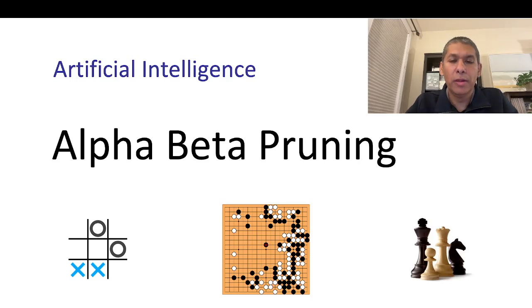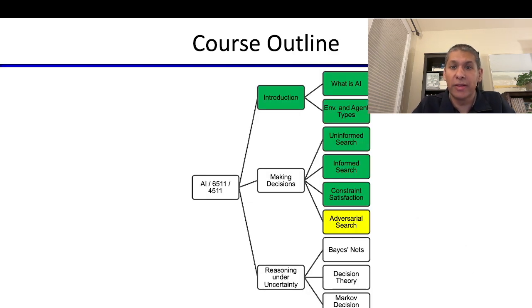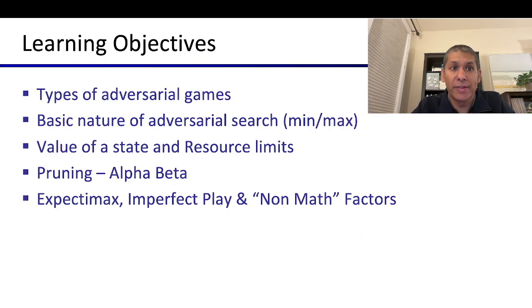Welcome everyone. So today we're going to be talking about alpha beta pruning. This is within the context of artificial intelligence, and we are studying adversarial search. Okay, so let's talk about this. Within this, we're really going to focus just on alpha beta pruning.